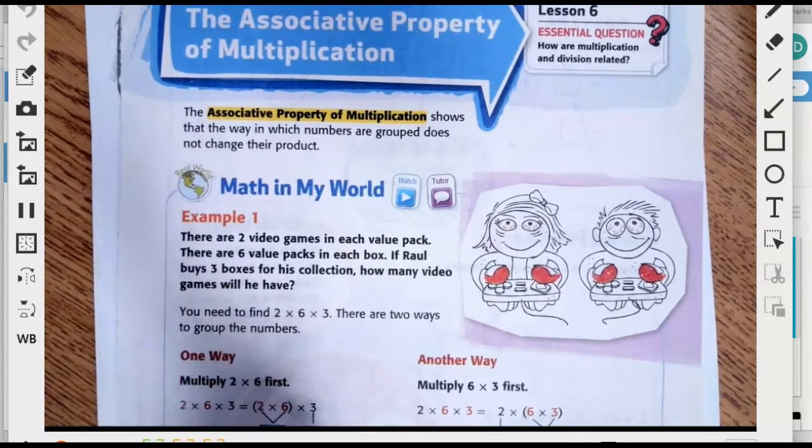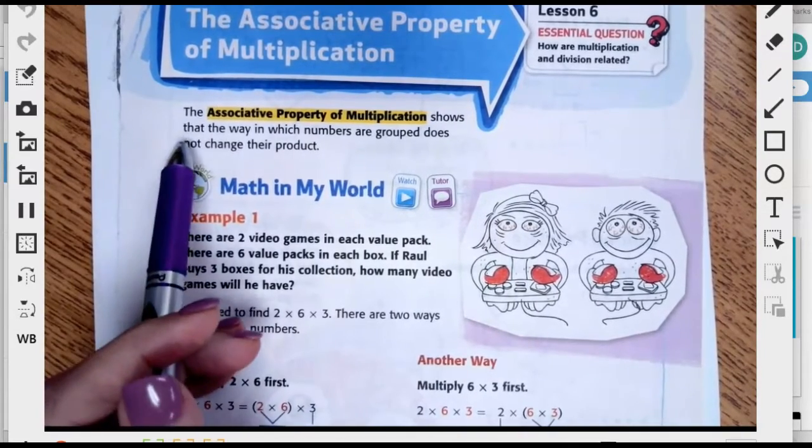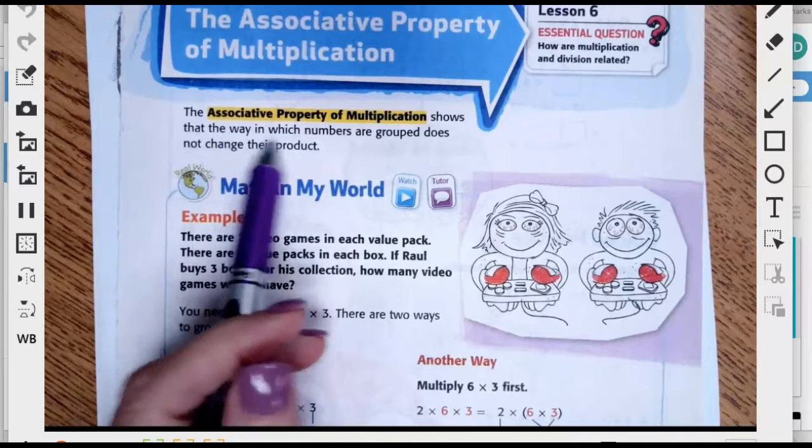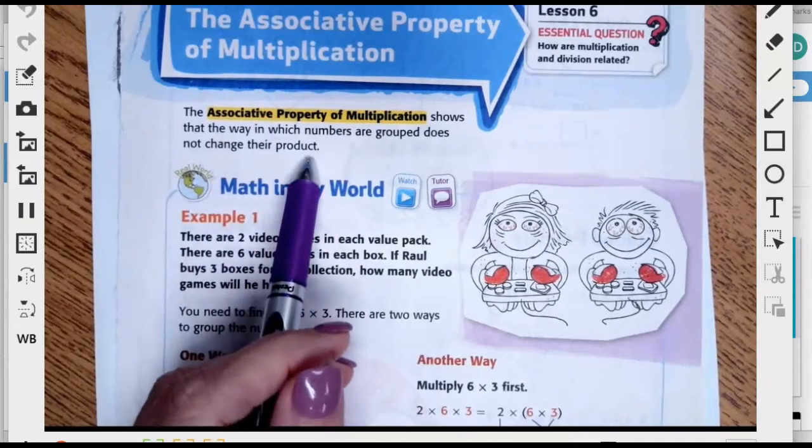So yesterday we talked about different properties of multiplication. One was the commutative, which said we could flip our factors around. This is the associative property, which shows that the way in which numbers are grouped does not change the product.